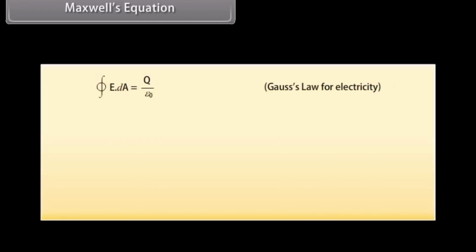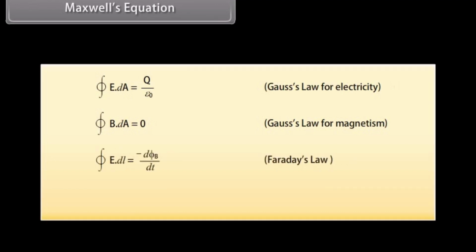Maxwell's equations. The following four equations, called Maxwell's equations, are the fundamental equations in electromagnetism. Gauss' law for electricity: closed integral of E dot dA is equal to Q by epsilon naught. Gauss' law for magnetism: closed integral of B dot dA is equal to 0. Faraday's law: closed integral of E dot dl is equal to minus d upon dt of phi B.